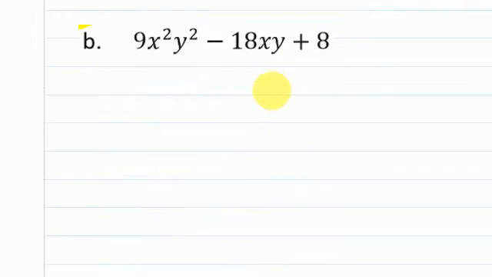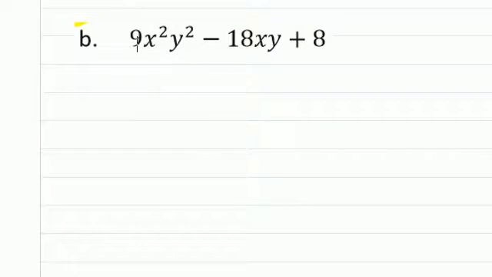Alright, ladies and gentlemen, here we have our polynomial expression 9x squared y squared minus 18xy plus 8. First thing I want to show you is that we can use a substitution. Okay, let's let a equal x times y.